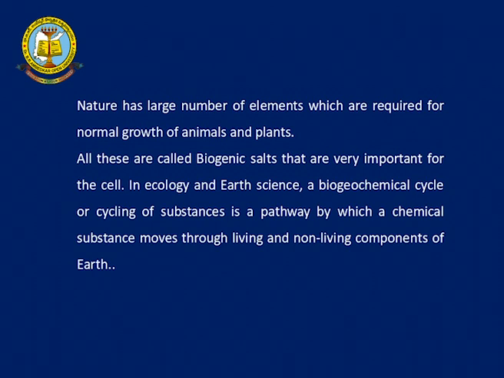Nature has a large number of elements which are required for normal growth of animals and plants. All these are called biogenic salts that are very important for the cell. In ecology and earth science, a biogeochemical cycle or cycling of substances is a pathway by which a chemical substance moves through living and non-living components of the earth.